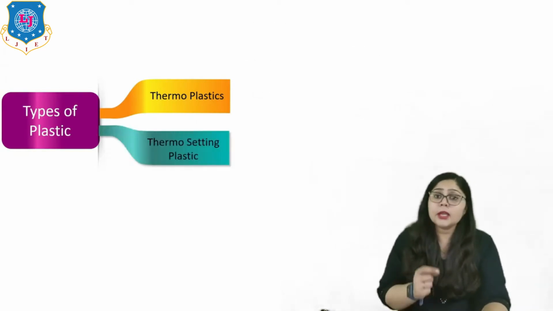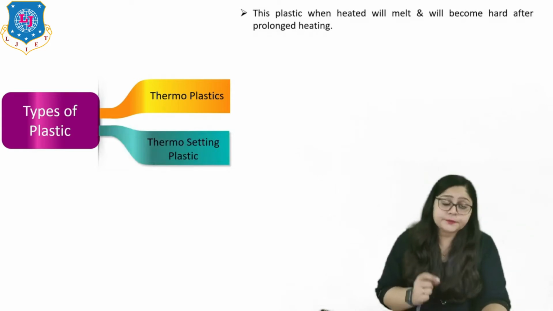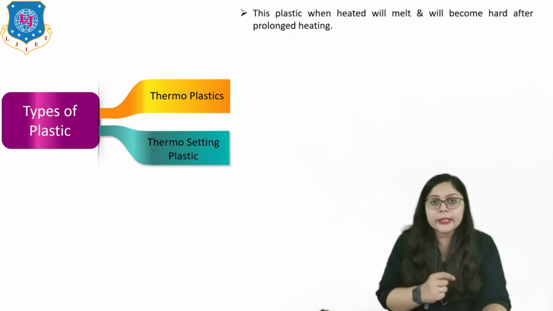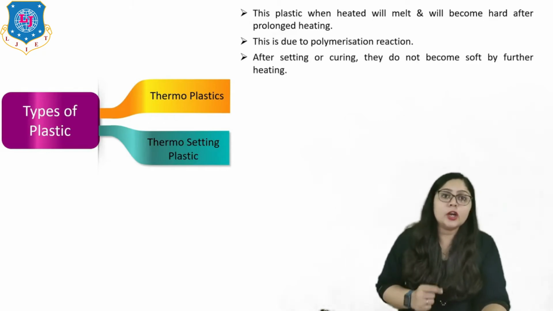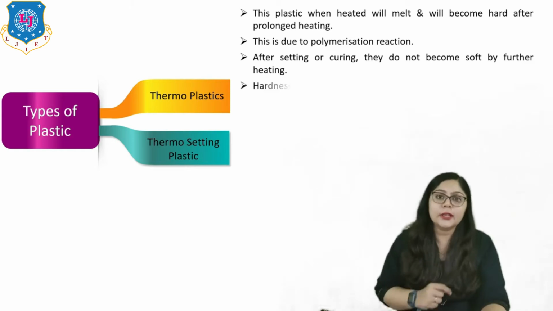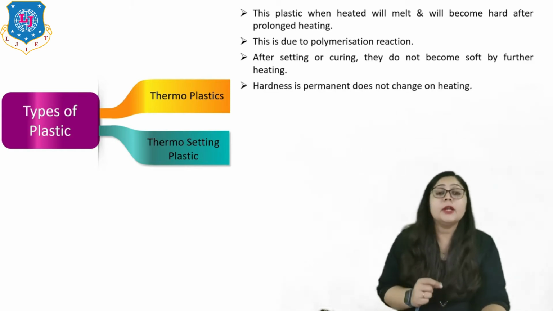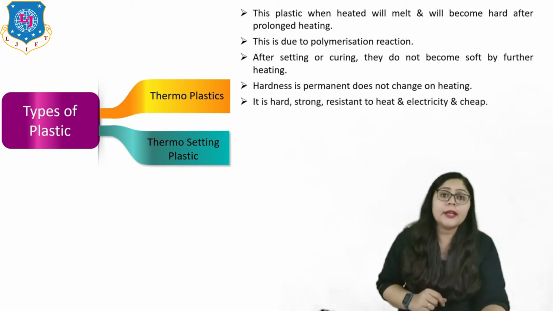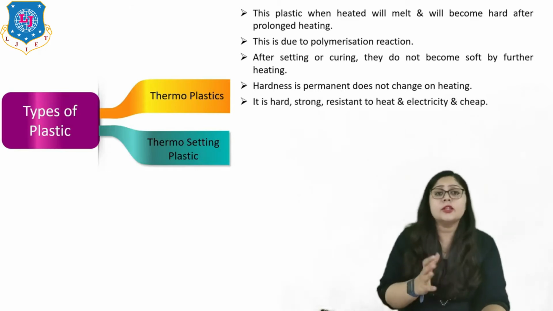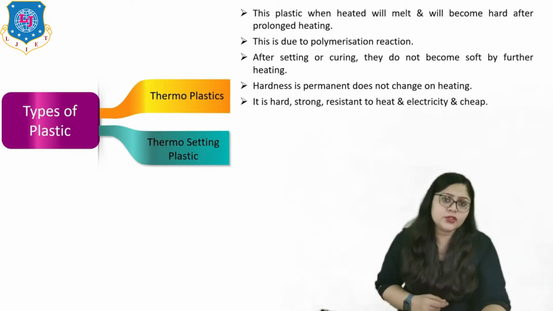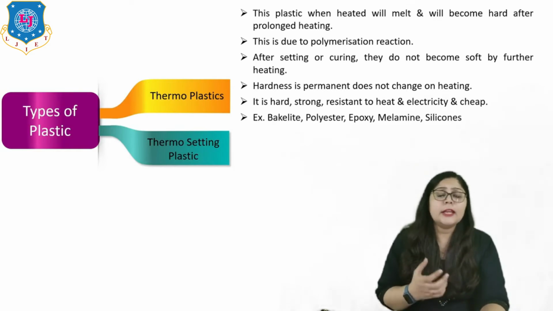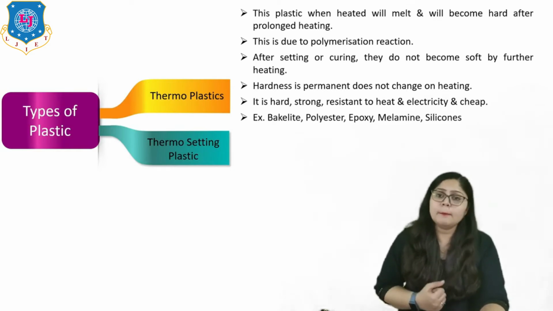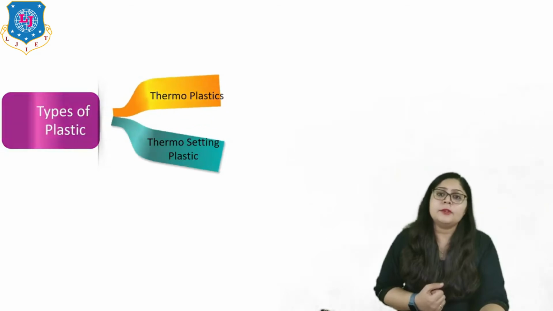Now let us understand the thermosetting plastic. So here I can say this plastic when heated will melt and will become hard after prolonged heating, right? This is due to a polymerization reaction. After setting or curing, they do not become soft by further heating. So hardness is permanent, does not change on heating, right? It is hard, strong, resistant to heat and electricity, and it is very cheap, right? For example, bakelite, epoxy and silicones are examples of thermosetting plastics. So that's all for the types of plastic.